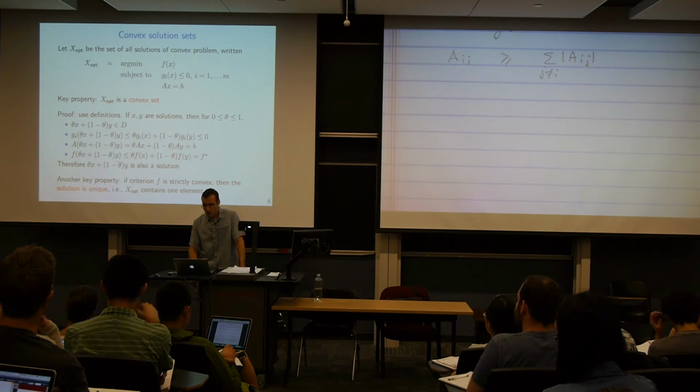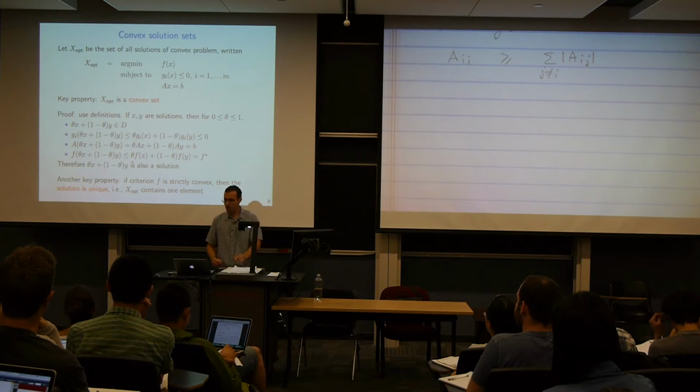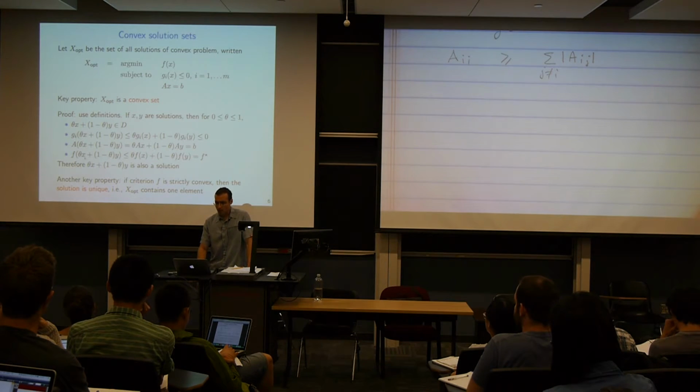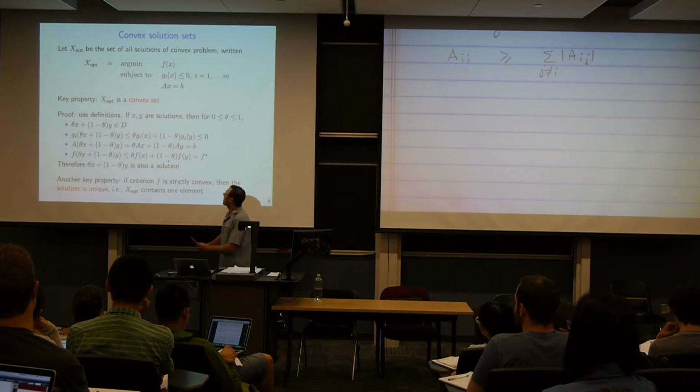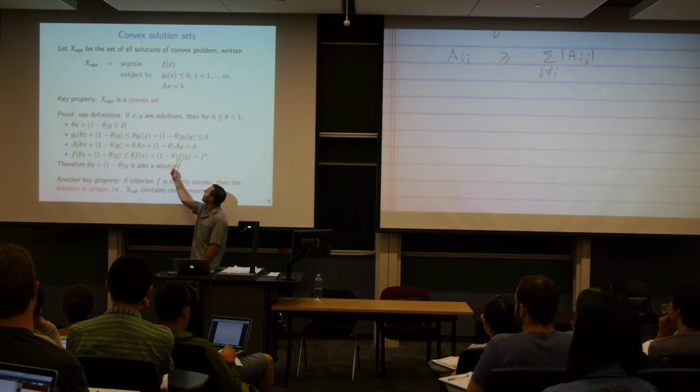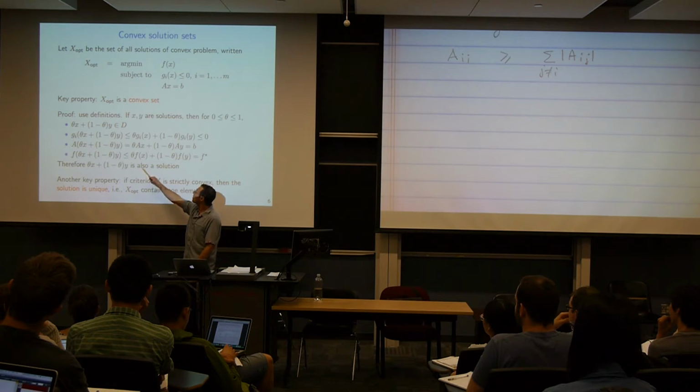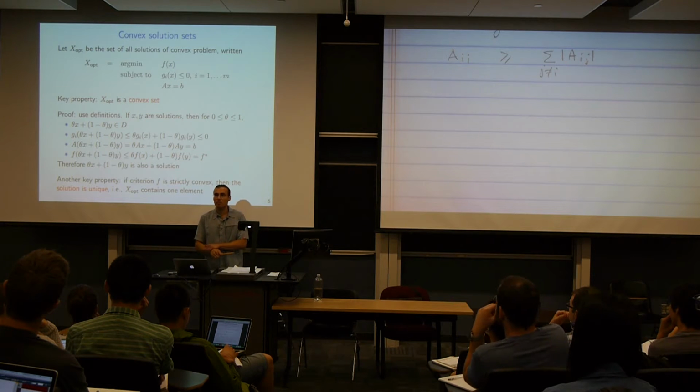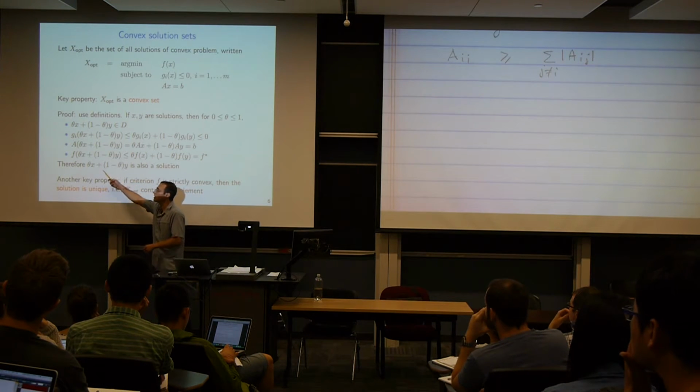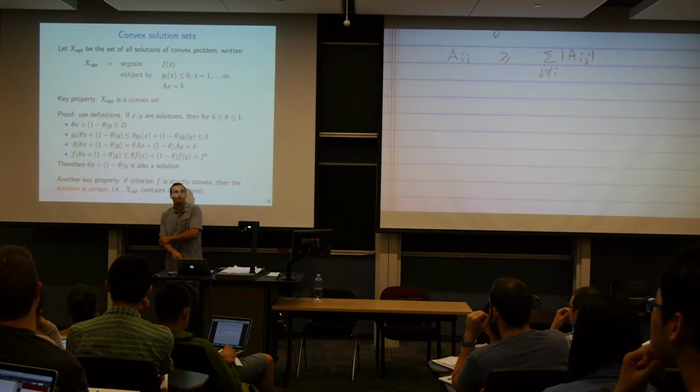Now we also take a look at the objective function, or the criterion. If we evaluate f at theta x plus 1 minus theta y, for some theta between 0 and 1, then by convexity of the criterion function, that's less than or equal to theta times f of x plus 1 minus theta times f of y. But each of these, by definition of being solutions, is exactly equal to f star, the optimal value. They both achieve the optimal value, so this whole thing is just f star. So we just proved that this convex combination of x and y is also a solution.